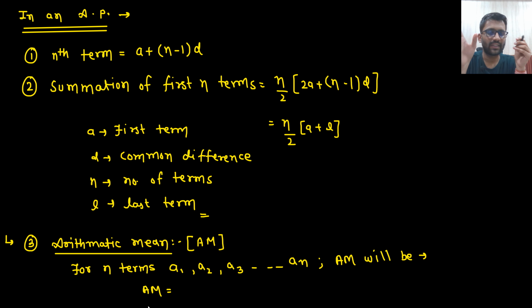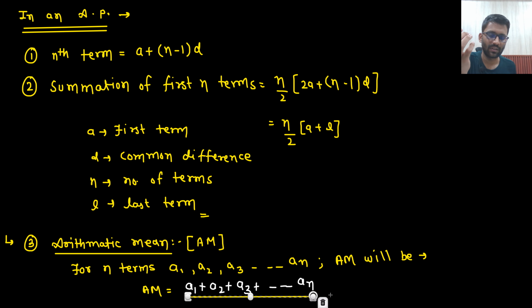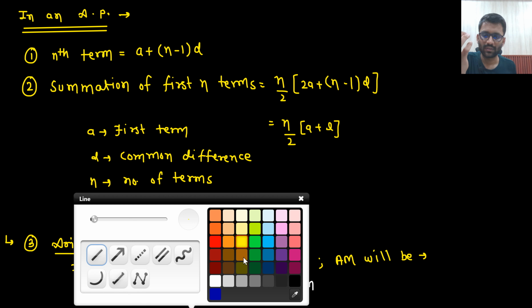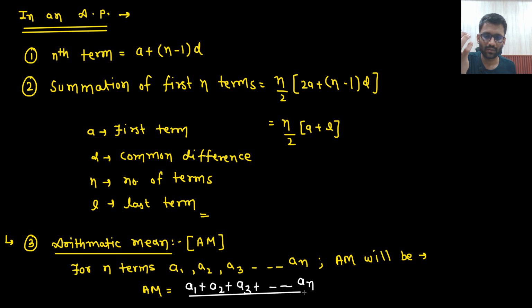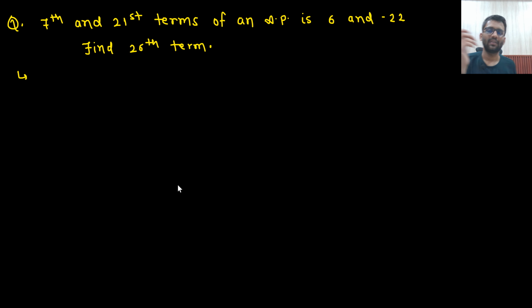In an AP, what is the nth term? a plus (n minus 1) into d. What is the summation of first n terms? That is n by 2 (2a plus (n minus 1) into d), or n by 2 (first term plus last term). That's it. What do you mean by arithmetic mean? Arithmetic mean means simple average. How do we find the average? These are the terms a1 plus a2 plus a3 till an, divided by the number of terms. So this is how you find the arithmetic mean: addition of all the terms divided by the number of terms. Right? Let's see some questions.